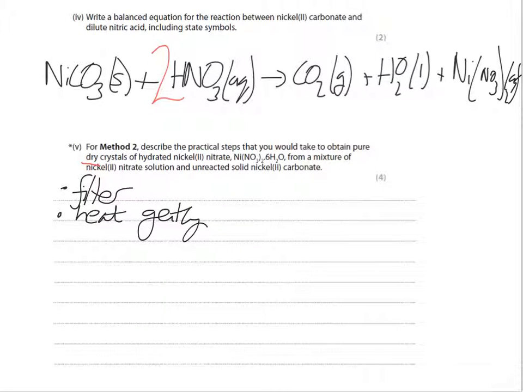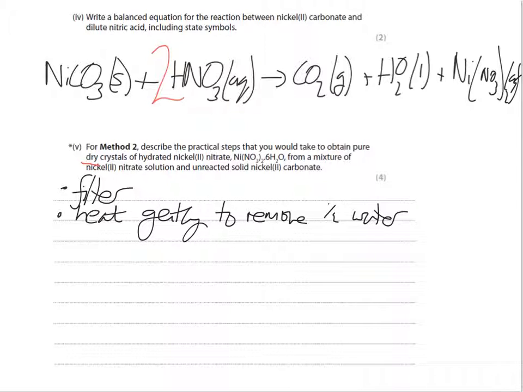And that removes some of the water. So maybe to remove half the water. Now, you don't evaporate to dryness because that might cause some of your crystals to break down, to thermally decompose. And you don't want that. You just want to speed up the crystallization process by removing some of the water.